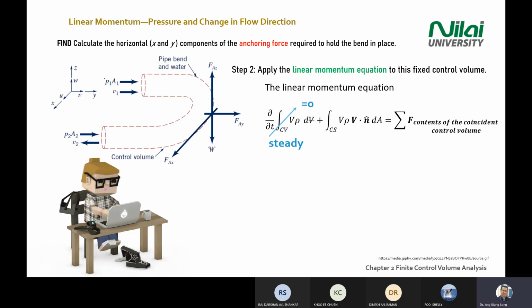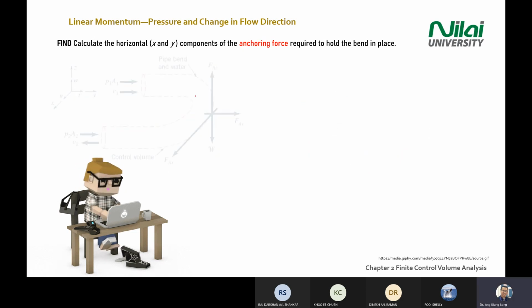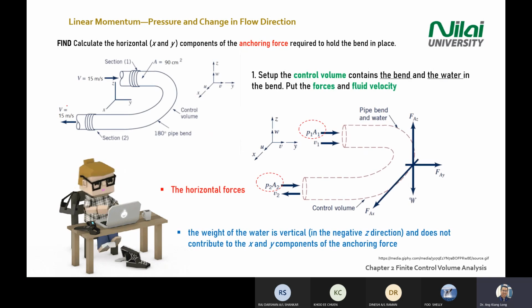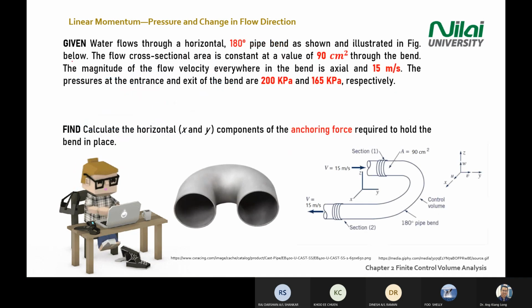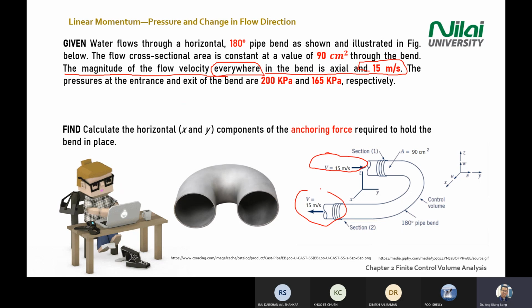How do we know it's steady? It's because you look at the velocity here, or you go to the question, this statement: magnitude of flow velocity everywhere in a bend is axial and 15 meters per second. It means in and out are the same. There is no loss of energy. So it also means that you have a steady flow.